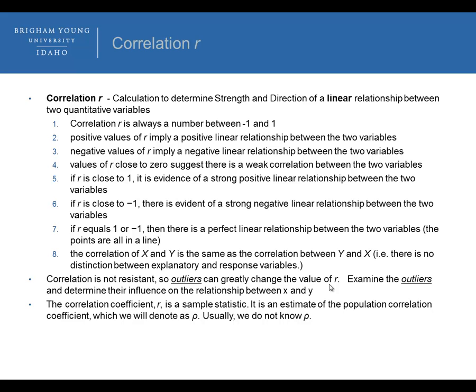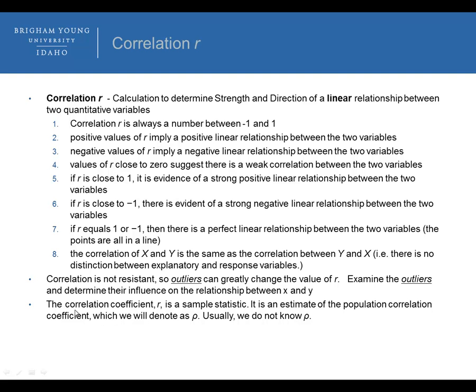Well, there was a couple. The two that stand out are x bar, the sample mean, and the standard deviation. Those two are not resistant to outliers. In fact, how you calculate the correlation uses primarily standard deviations. So since those standard deviations are not resistant to outliers, the whole thing, r, is also not resistant to outliers. So what we need to do is examine the outliers and determine their influence on the relationship between x and y.